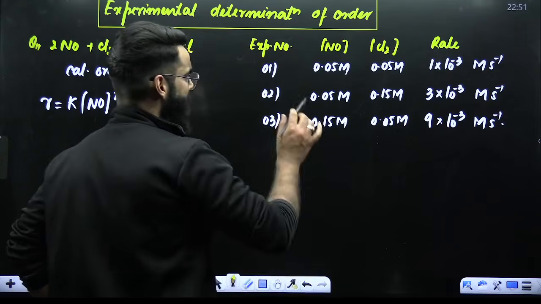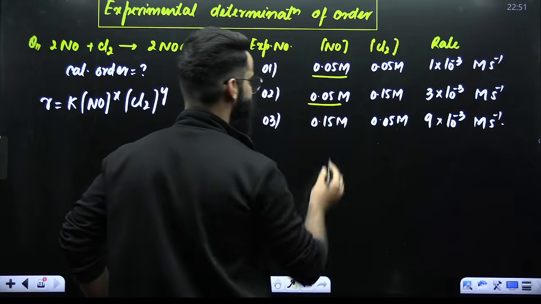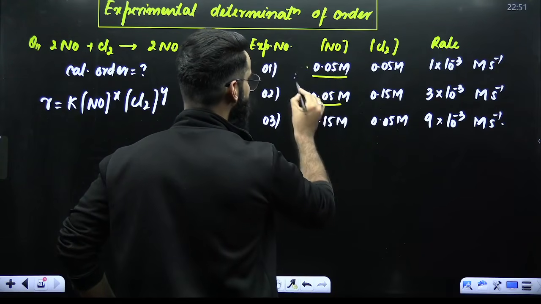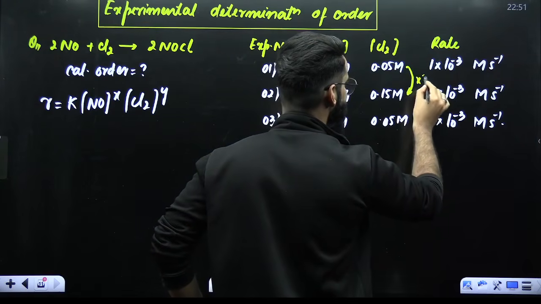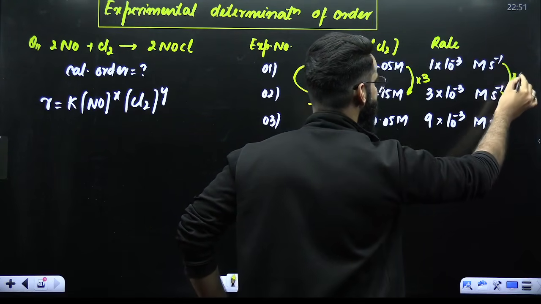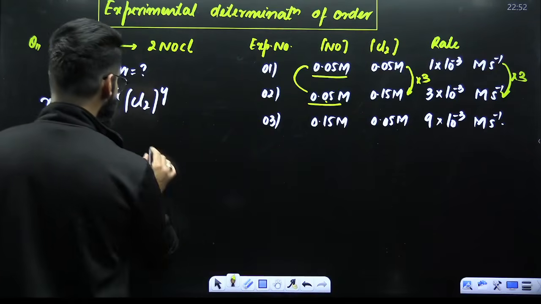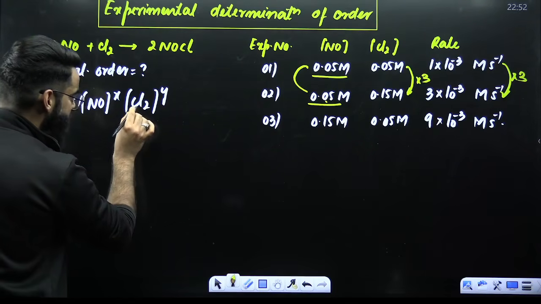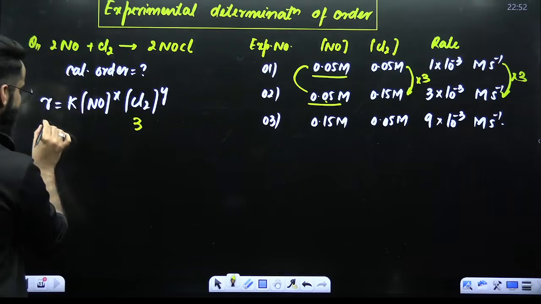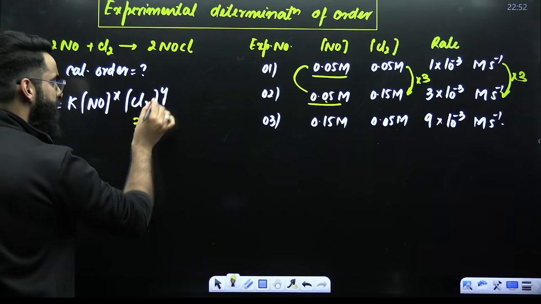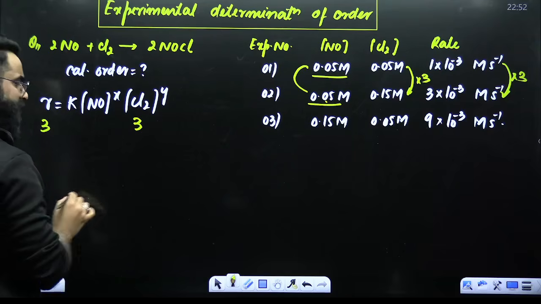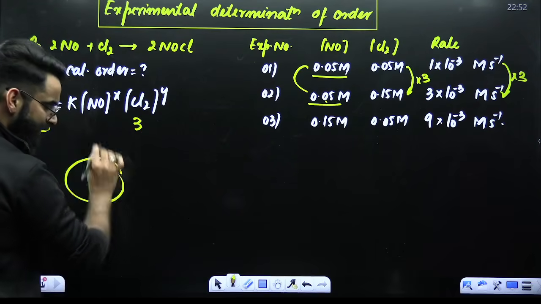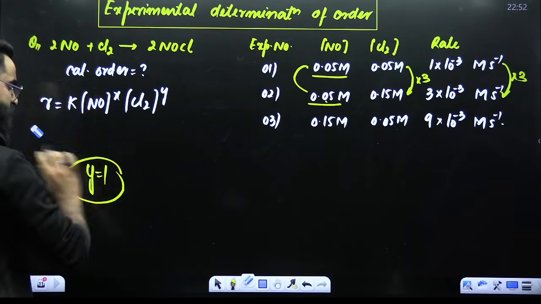How exactly? My dear students, if you look at experiment 1 and experiment 2, the concentration of NO is kept the same and the concentration of Cl2 is increased 3 times, and the rate is also increased 3 times. So when Cl2 concentration is increased 3 times, rate is increasing 3 times. That means the power of Cl2 here is going to be 1. Then only 3 raised to power 1 will come out to be 3. So the Y value is directly coming out to be 1. Simple case, right? Y you got.